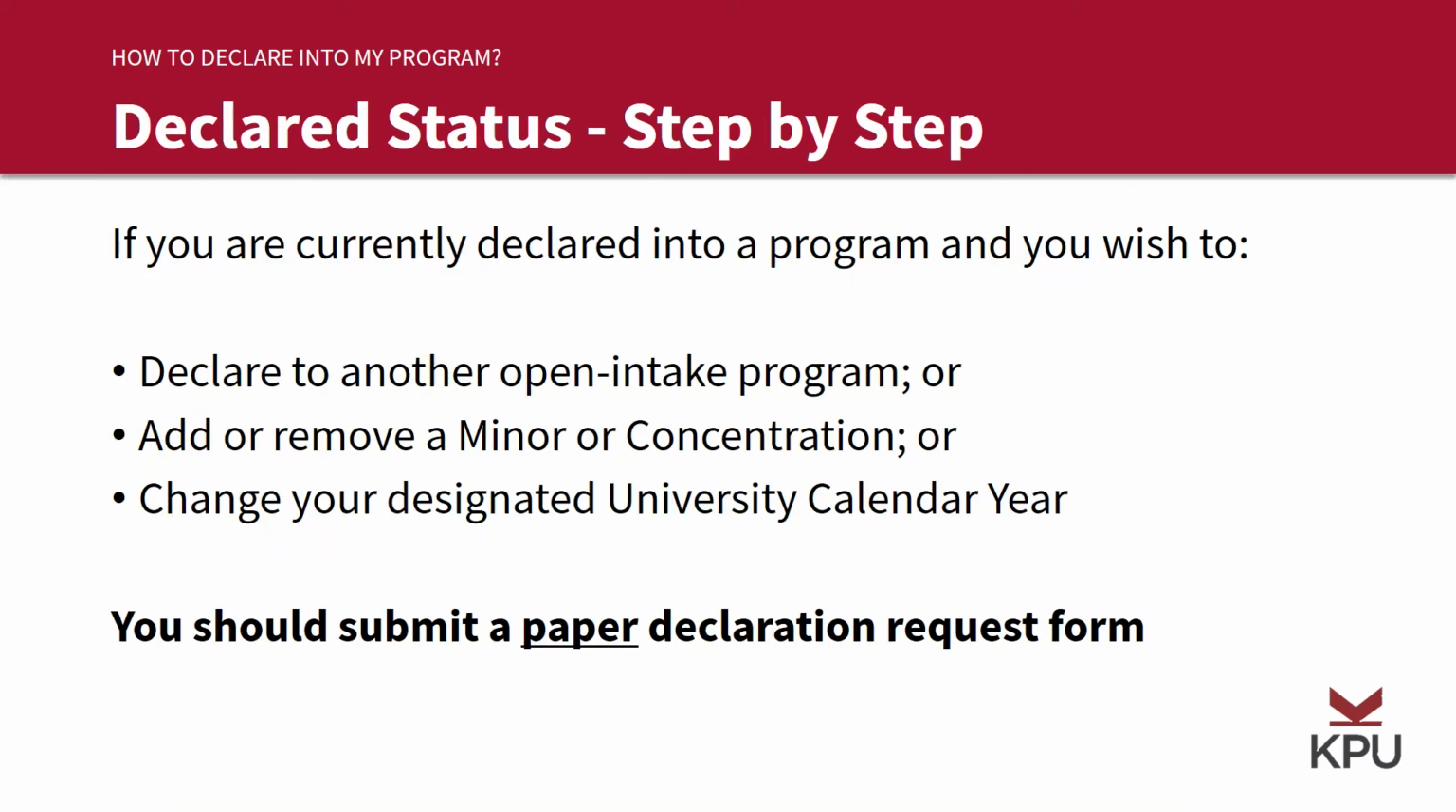So now let's talk about the procedures for students who have a declared status. If you're currently declared into a program and you wish to declare into another open intake program, or add or remove a minor or concentration, or change your university calendar year, you should submit a paper declaration request form. You wouldn't be able to submit an online form.